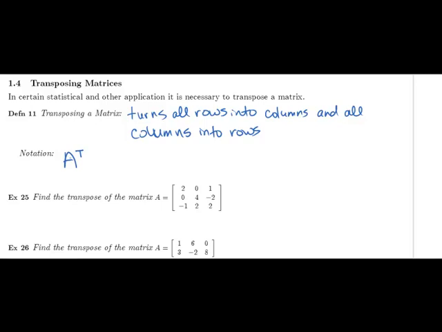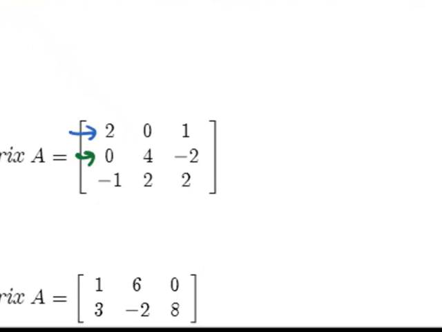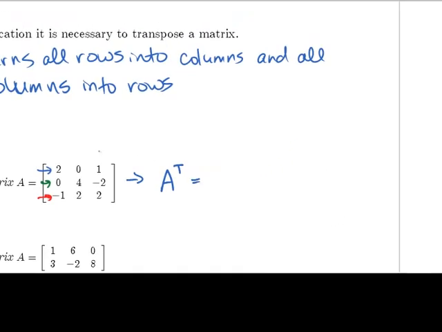So let's just go through and do a couple examples. These are pretty quick. This one here is a 3 by 3 matrix. We have 1 row, 2 rows, 3 rows. If we transpose that, so A transpose, we take this first row and it will become our first column. So now it's 2, 0, 1 down that first column.